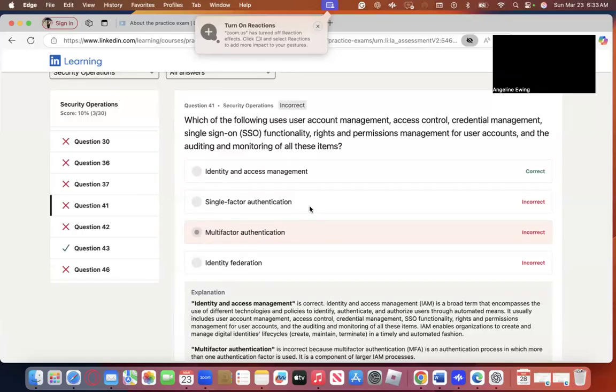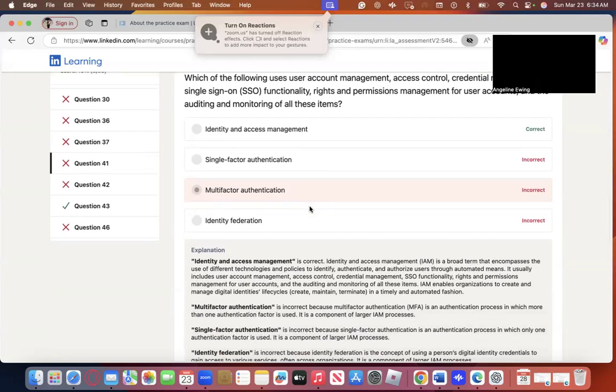Identity and access management is a broad term that encompasses the use of different technologies and policies to identify, authenticate, and authorize users through automated means. It usually includes user account management, access control, credential management, SSO functionality, rights and permissions management for user accounts, and the auditing and monitoring of all these items. IAM enables organizations to create and manage digital identities' lifecycle: create, maintain, terminate in a timely and automated fashion.